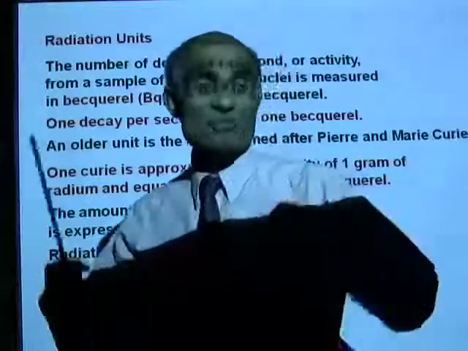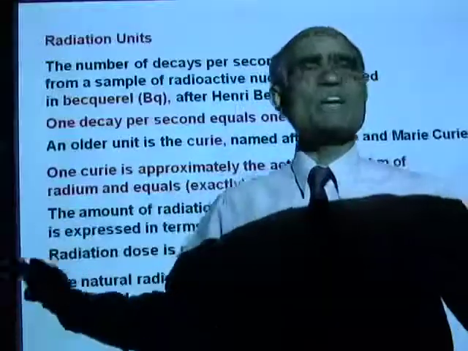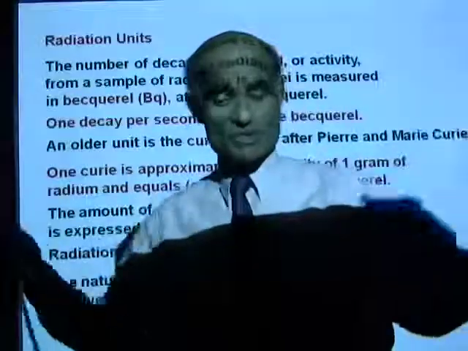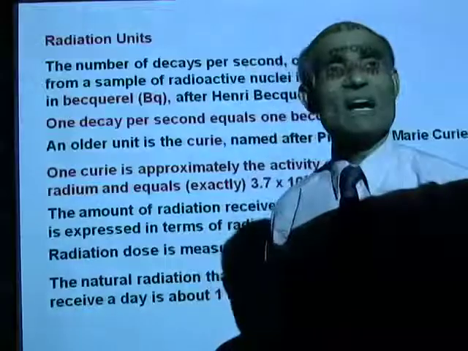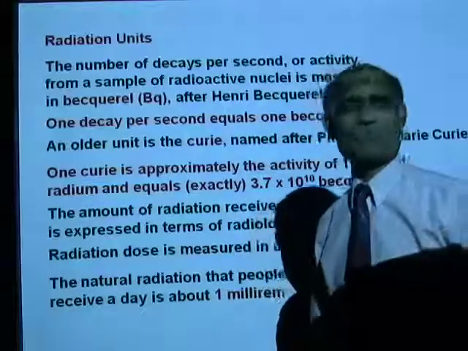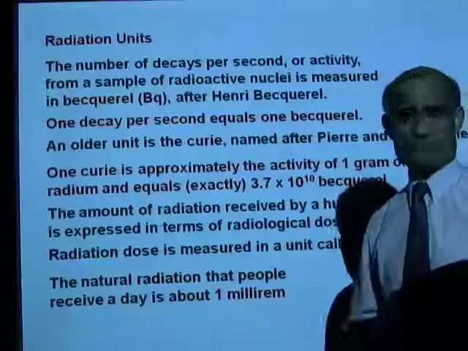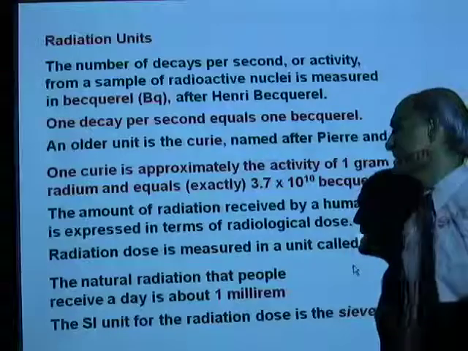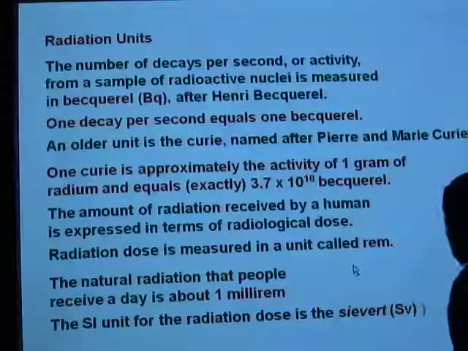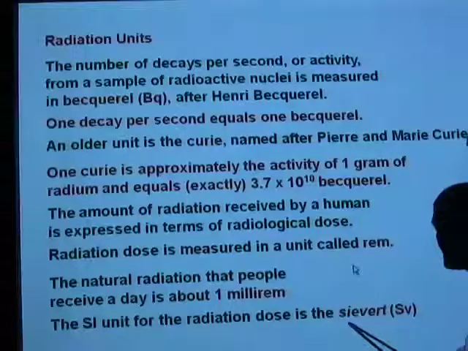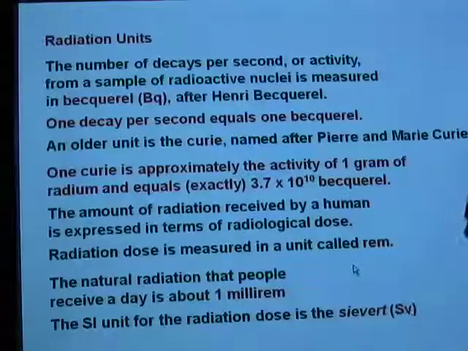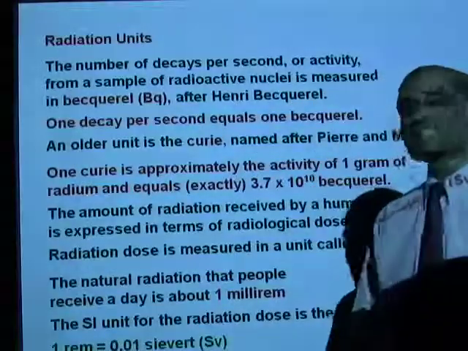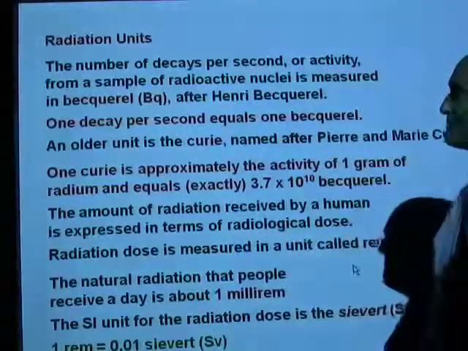As I demonstrated, we actually live in a sea of radiations. Our background is filled with radiations. All kinds of sources will produce radiations, and most of it is not very harmful. We get ourselves subjected to 1 millirem of radiations a day. The SI unit for the radiation dose is actually the sievert, uppercase S, lowercase v, and 1 rem is 0.01 of a sievert.